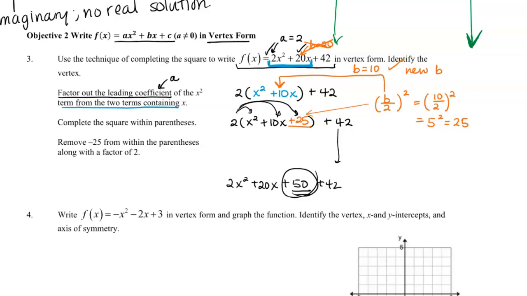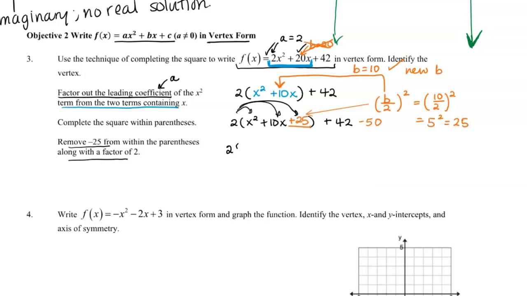So to account for that, on the outside of the parentheses, I'm going to subtract 50. Because I've added 50 in here, to balance that out I'm going to subtract 50, which is what it means to remove a negative 25 along with a factor of 2. Now that we have it like that, let's see what the point was of adding in that 25 on the inside of the parentheses. Well, now we should be able to factor all of this. While we're thinking about how to factor that, I'll combine the positive 42 and the negative 50 to give me a negative 8 on the outside of the parentheses.